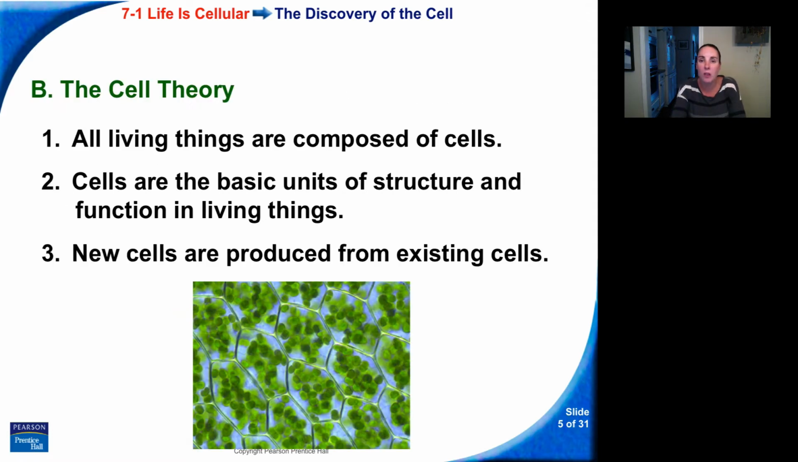So from the discovery of cells by these two scientists came cell theory. Cell theory has three parts. One, all living things are composed of cells. Two, cells are the basic units of structure and function in living things. And three, new cells are produced from existing cells.